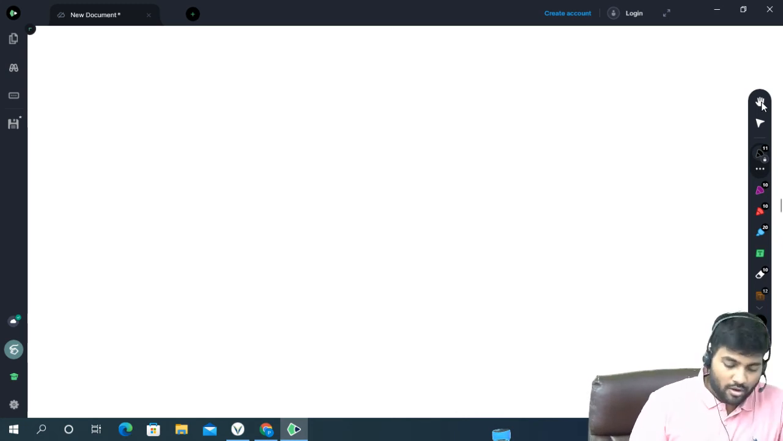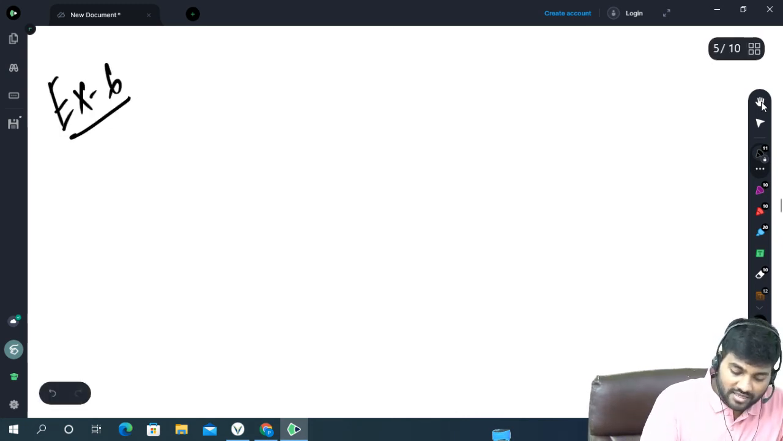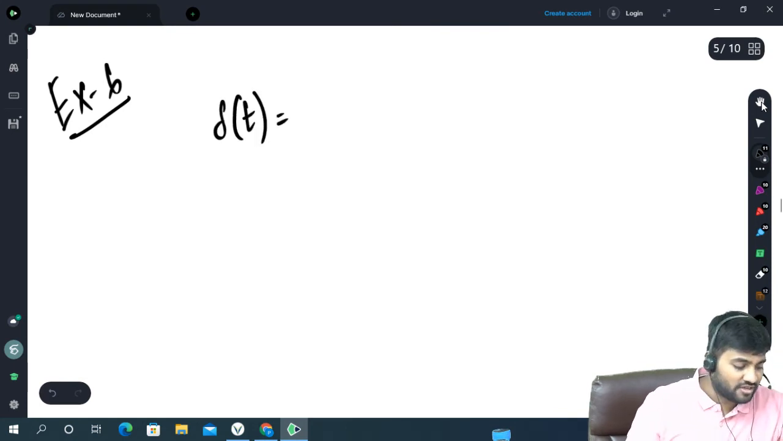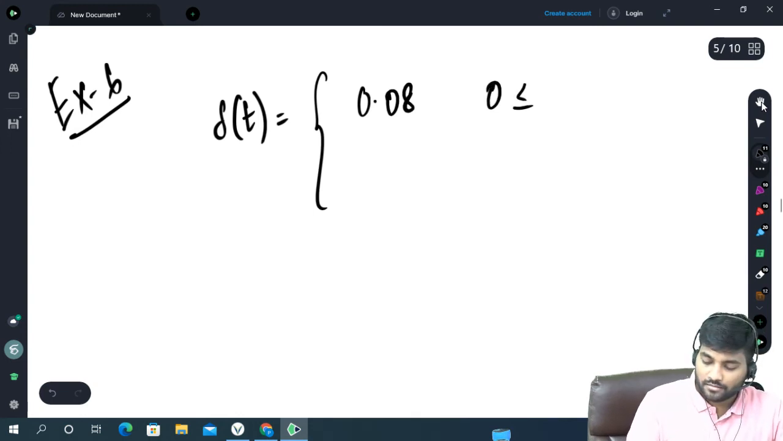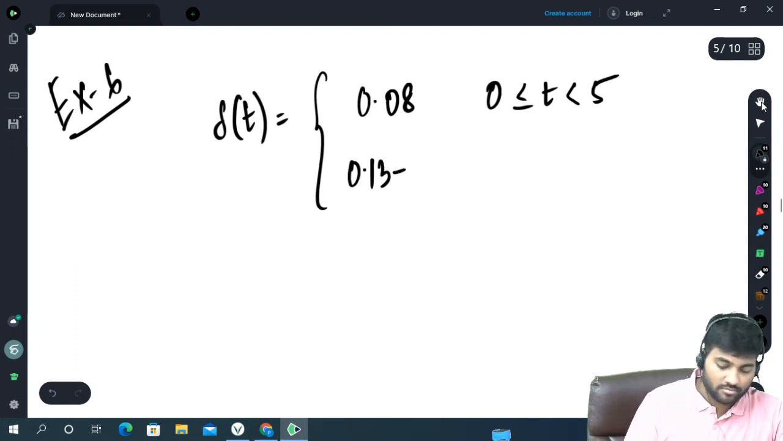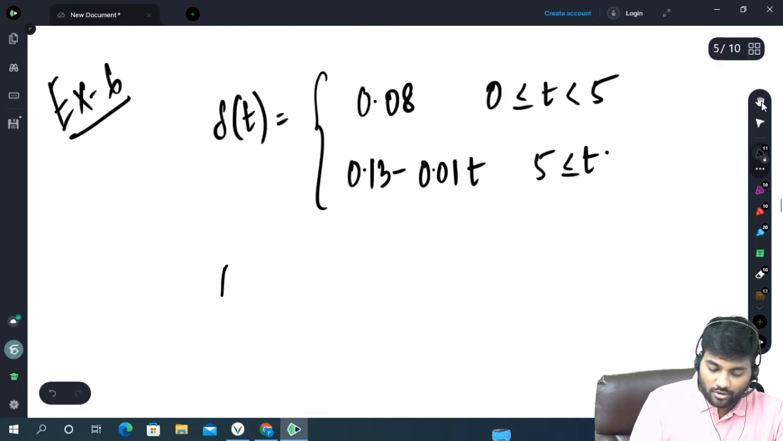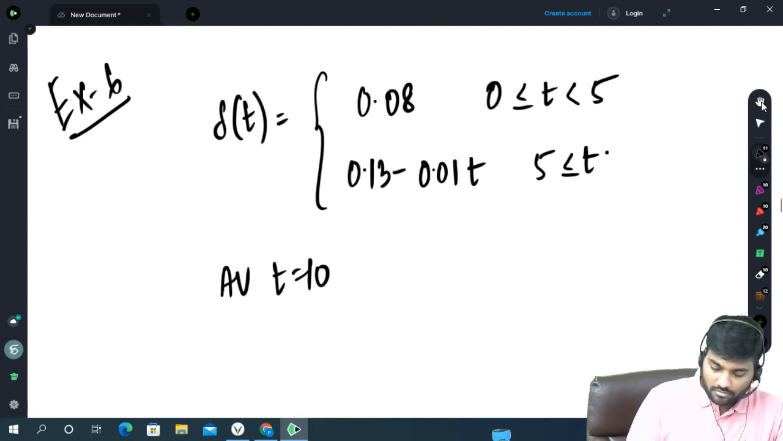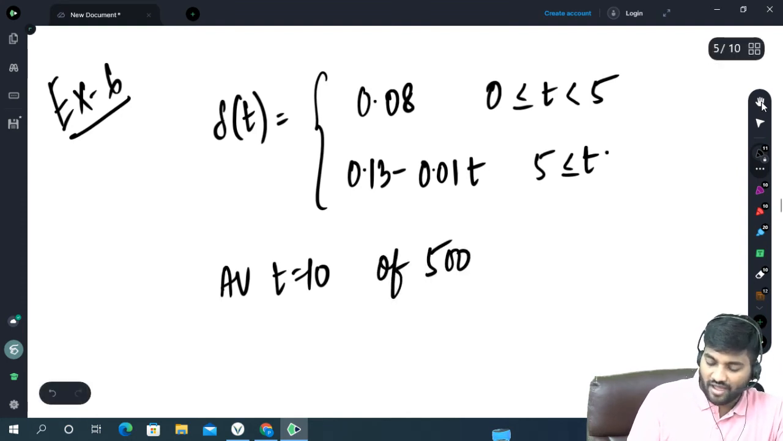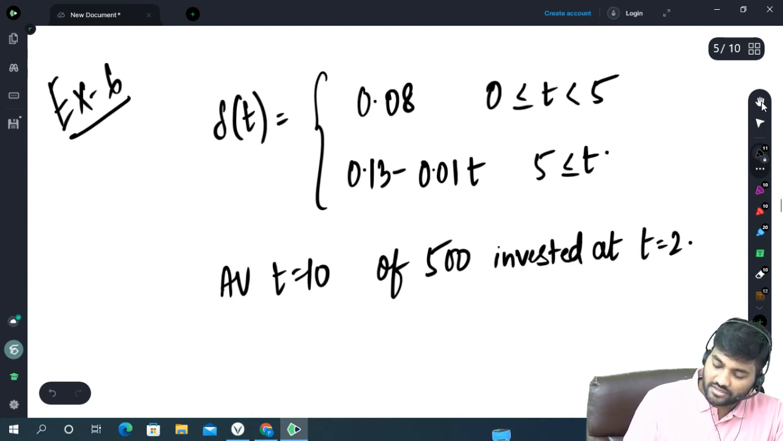Okay. Now, next example number six. Now, the force of interest function is given as 0.08 for t up to 5, and 0.13 minus 0.01t after that. We need to calculate AV at t equal to 10 of 500 invested at t equal to 2.